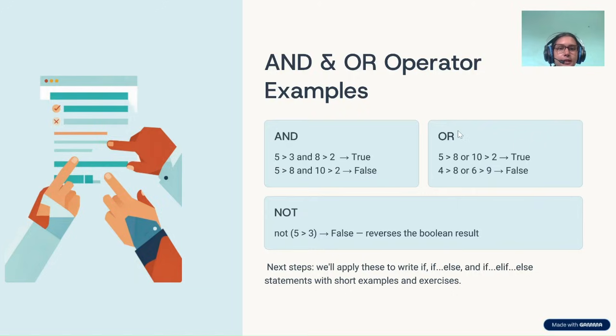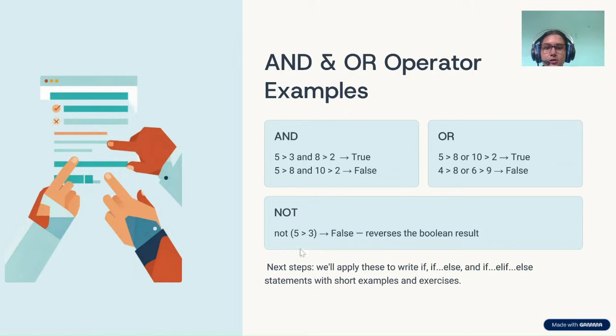Then there's the OR operator. If 5 is greater than 8 or if 10 is greater than 2, then it will return true because even if one of the conditions is false, one is true, right? So it will return true. Then if both conditions are false, if 4 is greater than 8, it isn't. Or if 6 is greater than 9, it isn't. So if both the conditions are false, then it will return false. Then we have a NOT operator. Not 5 greater than 3, false, reverses the Boolean result, right?